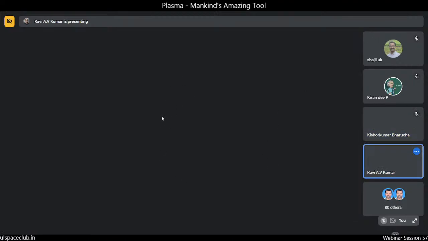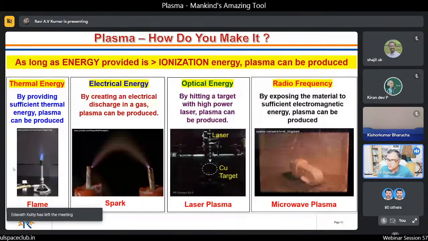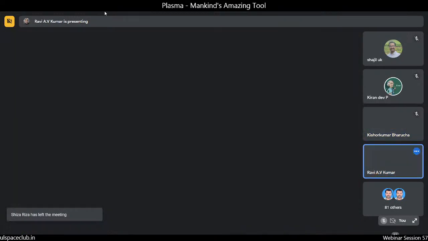Now let us see, how do you make plasma? I've talked about what is plasma and what does plasma contain. So this first line that I said, as long as energy provided is greater than the ionization energy, plasma can be produced. Ionization energy is nothing but the minimum energy required to knock out one electron. So you have flame, as I said, flame gives plasma because of temperature. So it is thermal energy. Okay? This is spark because it's due to electrical energy.